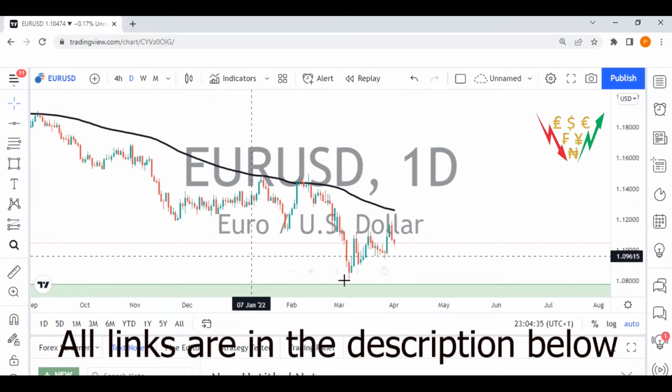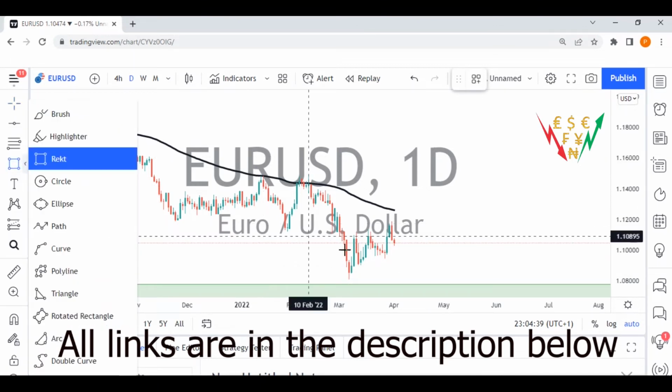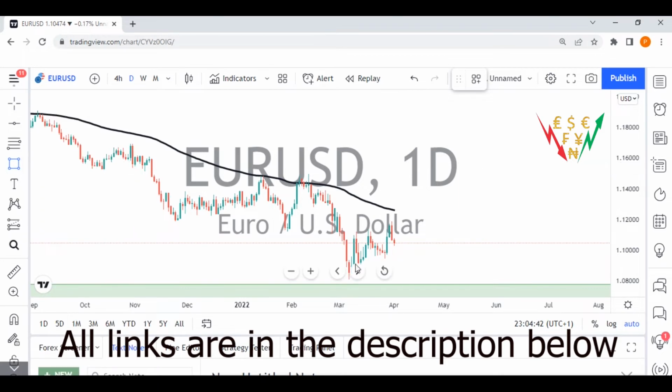But these are the kind of things I noticed from the chart. From this point here, we did have a demand. In fact, we had a demand zone here. You can see the price coming to this level and then making a kind of upthrust to the upside.